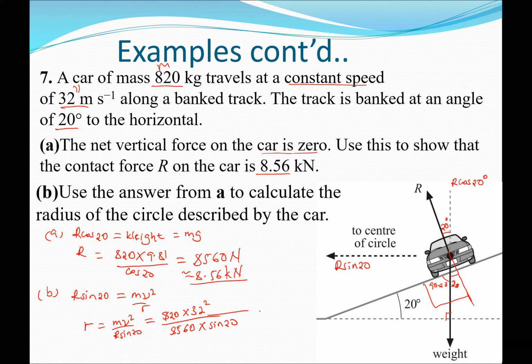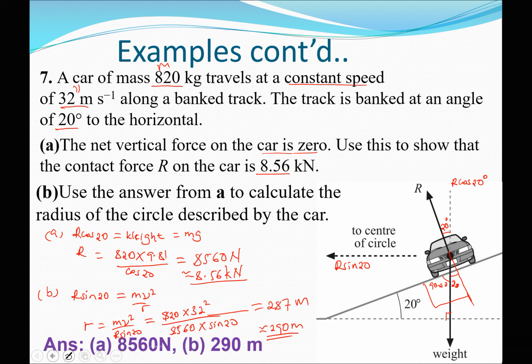So I'll just press my calculator. 820 times 32 squared divided by 8560 sine of 20. So this is giving me 287. So r is about 287 meters, or you can write approximately 290 meters. Yeah, so those are the answers we expect.